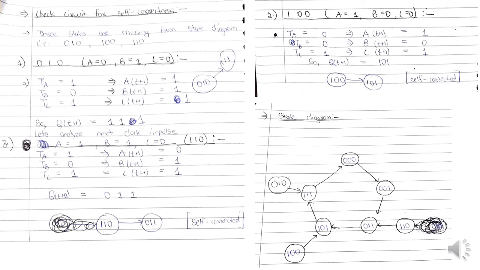The final state diagram for a 3-bit counter is shown below. As you can see, it's the same diagram with some extensions, because after 110 it will go to 011, which is a correct state, and 010 will go to 111, and 100 will go to 101. This means that our design autocorrects itself whenever it goes into any invalid state. Thank you.